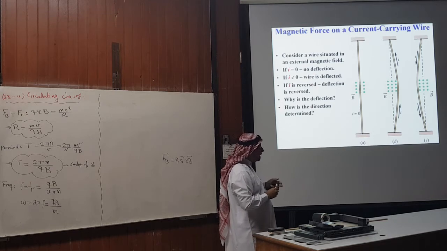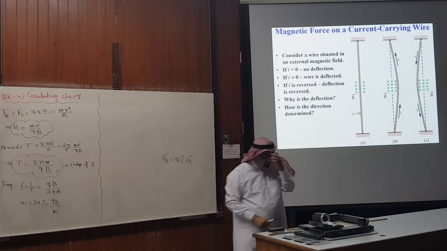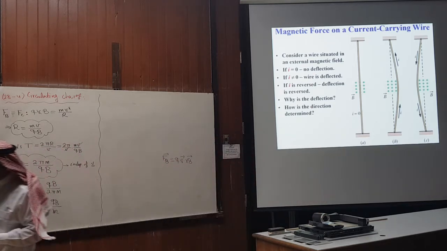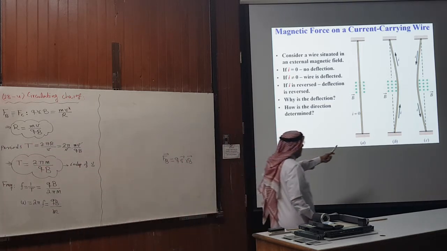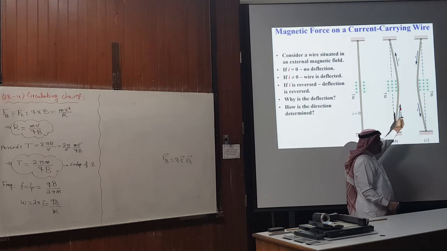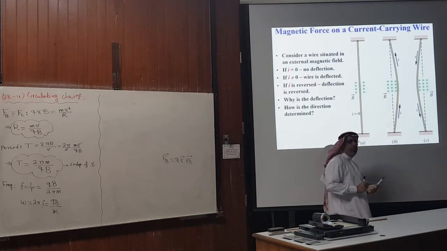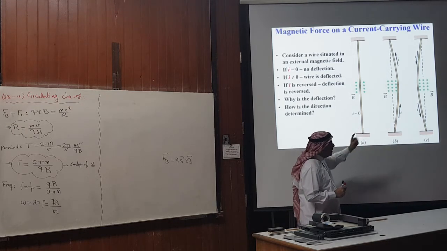Now, how is the direction determined? Let's, for example, look at this current in here, okay? The current is going up. Now, remember what we said in chapter 26. This is the conventional current.